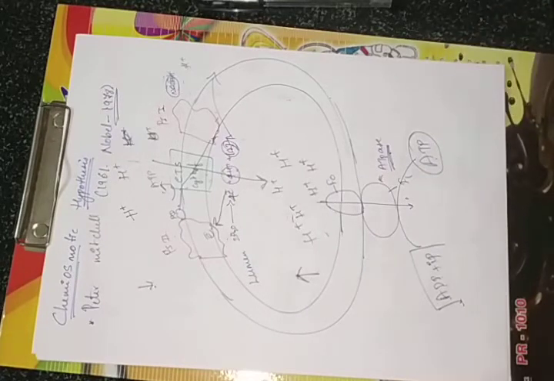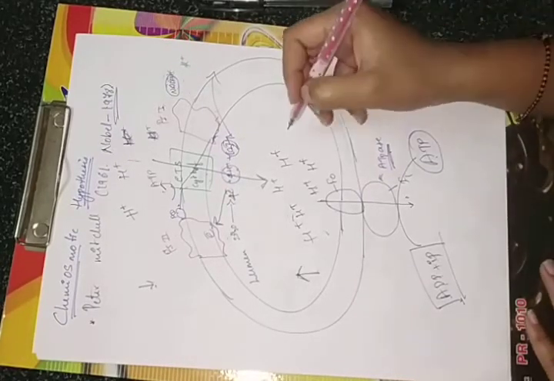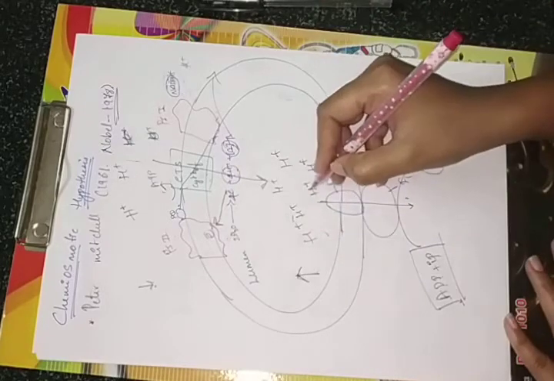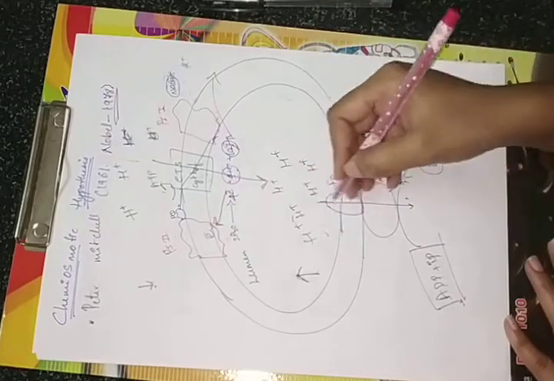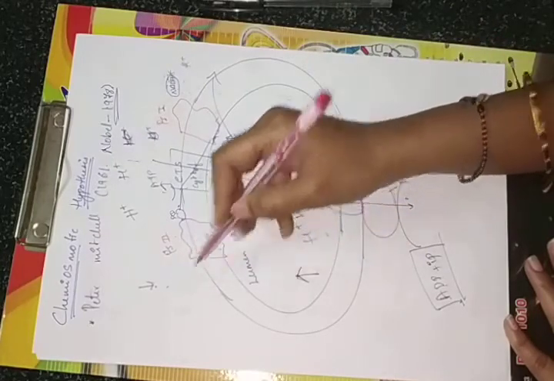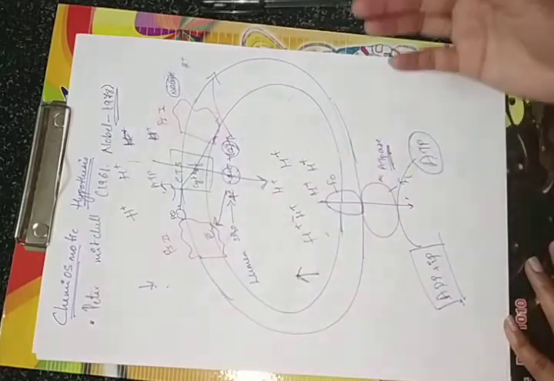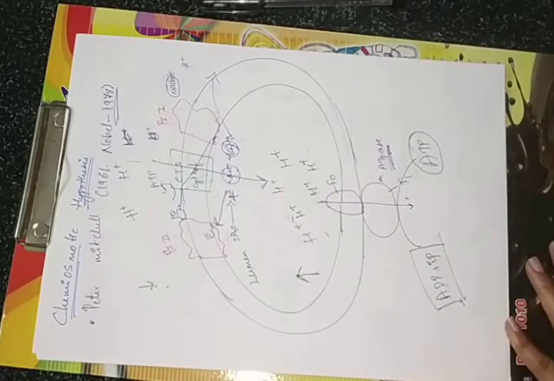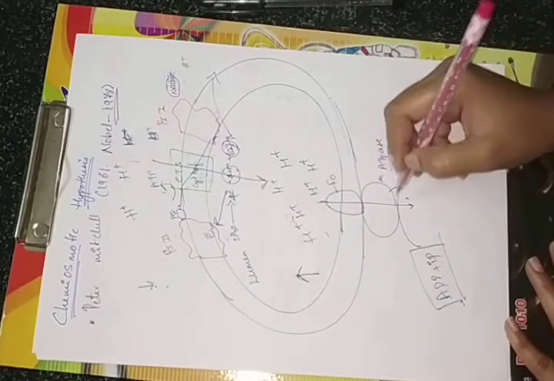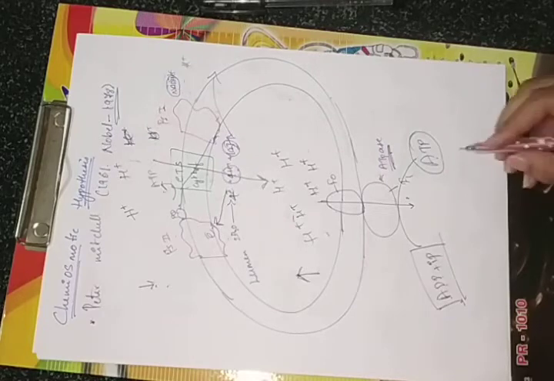I am going to explain this in detail, don't worry about that. See here, when the proton gradient is increased, protons must move from the higher concentration to the lower concentration; there is no other area to move out. So they are going to move through the ATPase. This is the enzyme which produces ATP.